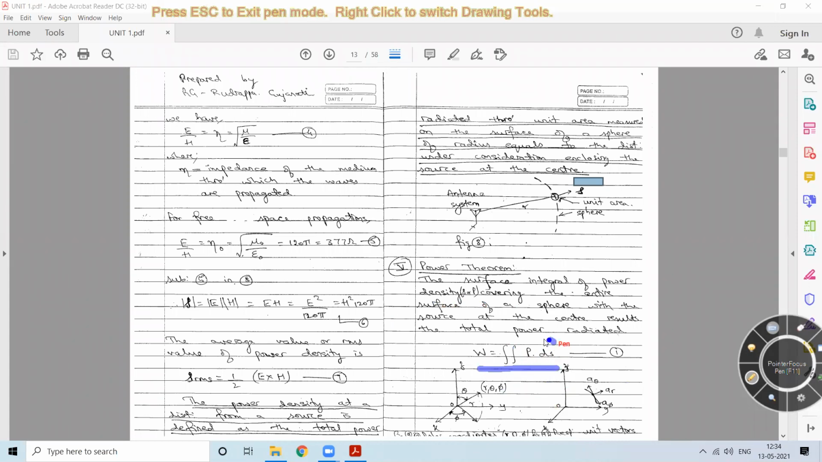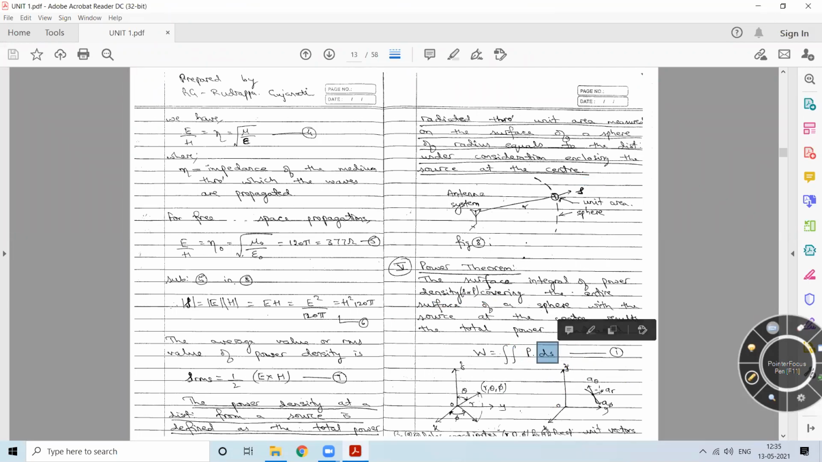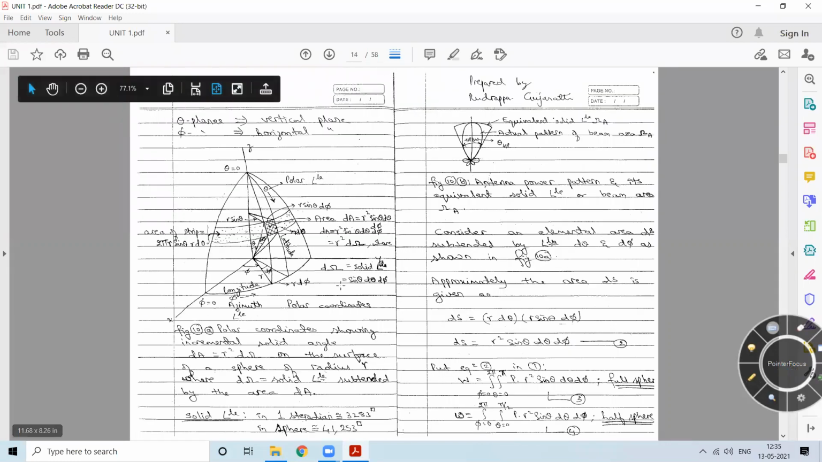Here, ds is the elemental surface area. Now let us see what ds, the elemental surface area, is in terms of r, theta and phi. So here we have the representation.